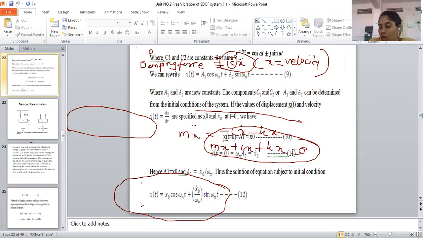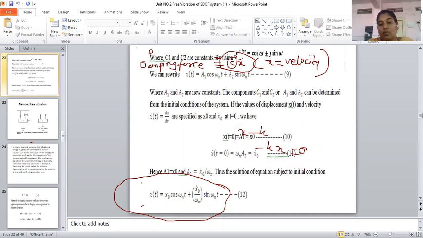I hope all of you have understood up to this. There is no problem for you. That will be the same as our equation number 3 from derivation number 1, which we have already calculated from equation number 1. So I hope all of you have cleared this.